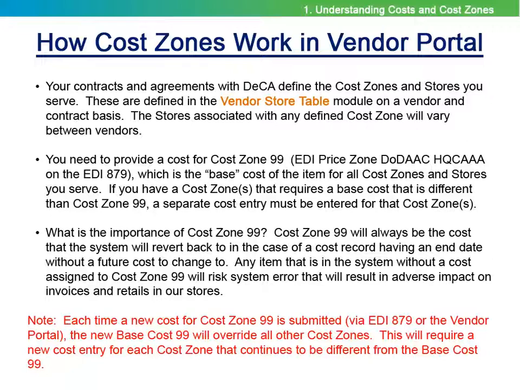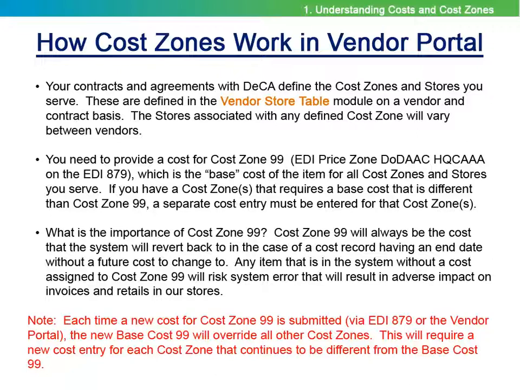Cost Zone 99 is equivalent to EDI Price Zone DODAC HQCAAA on the EDI 879. A separate cost entry must be entered for any cost zone or zones where the base cost of the item is different than Cost Zone 99.